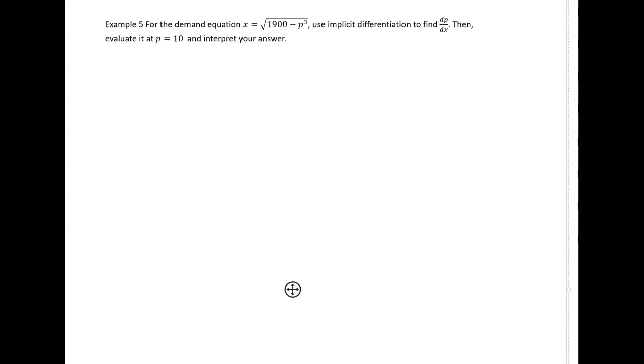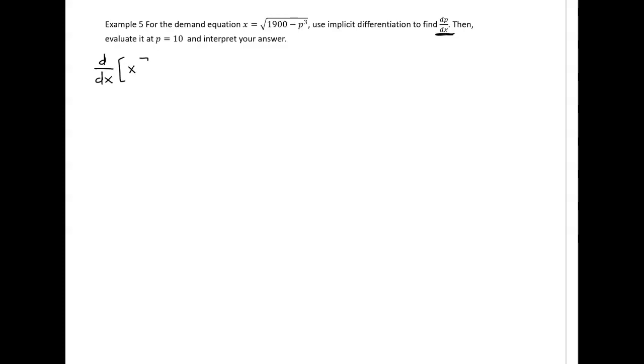So we're going to find dp/dx, and one indication that we will have to use implicit differentiation is that this is not solved explicitly for p, right? It's not solved for y, right? So I'm going to go in and start differentiating both sides of the equation.